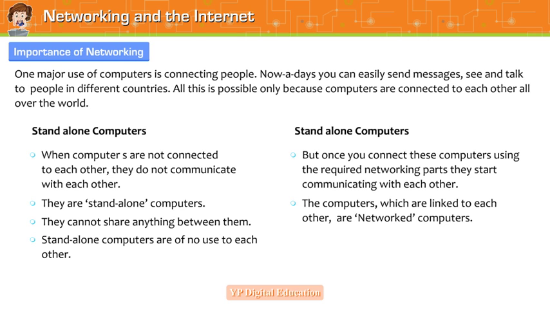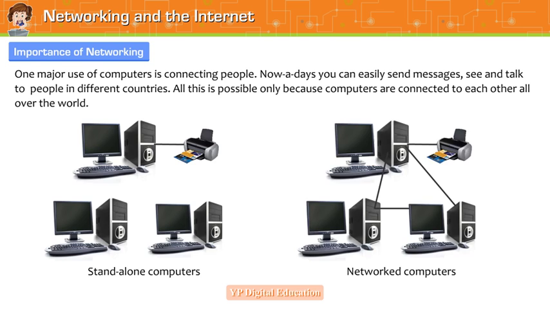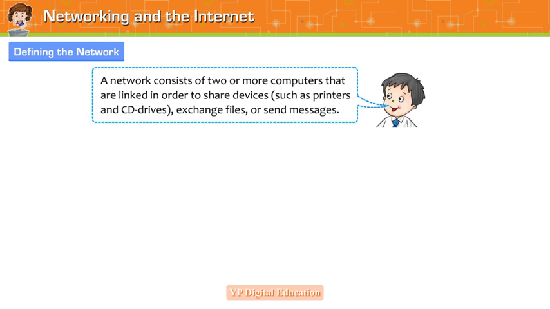The computers which are linked to each other are networked computers. Networked computers can share files and devices attached to them. Defining the network. A network consists of two or more computers that are linked in order to share devices such as printers and CD drives, exchange files or send messages.